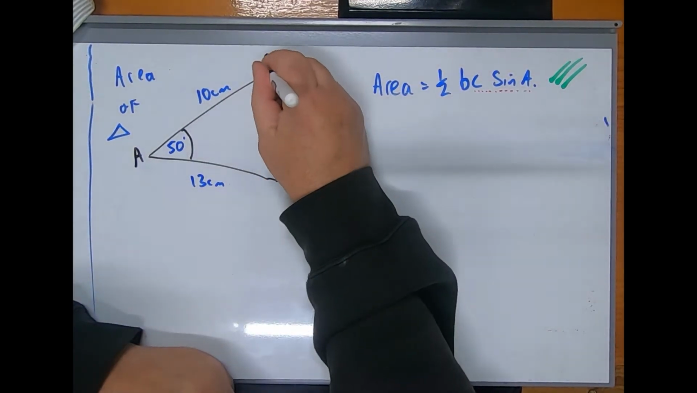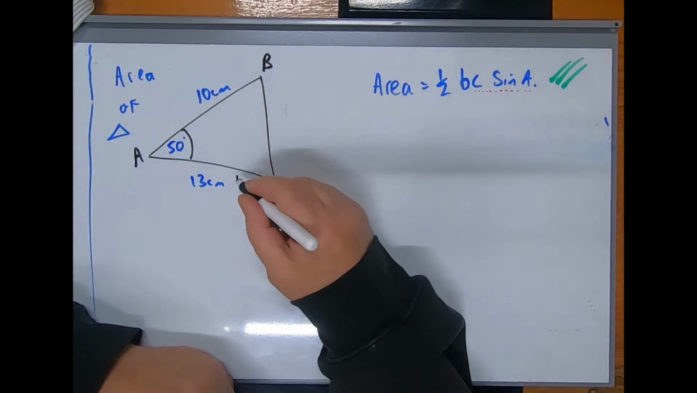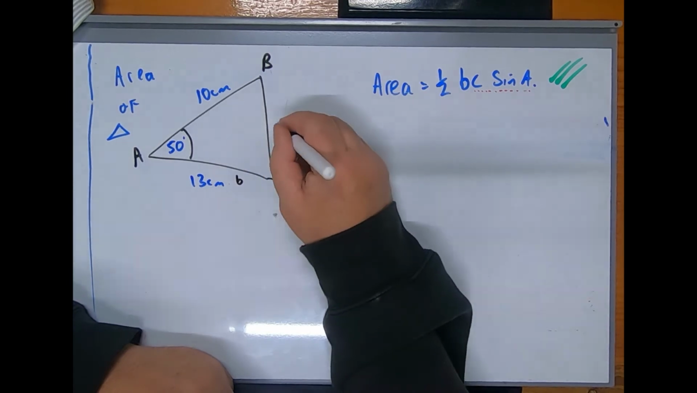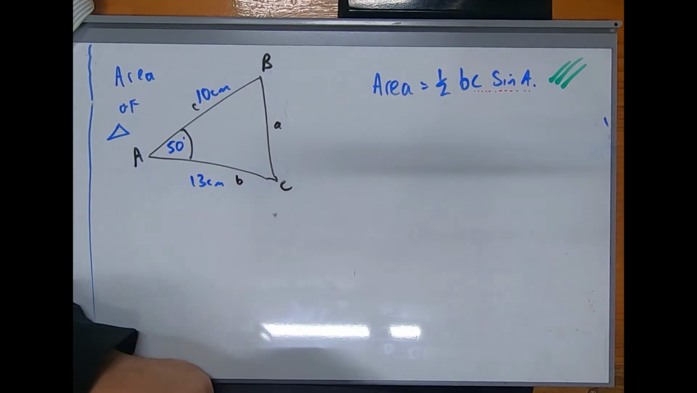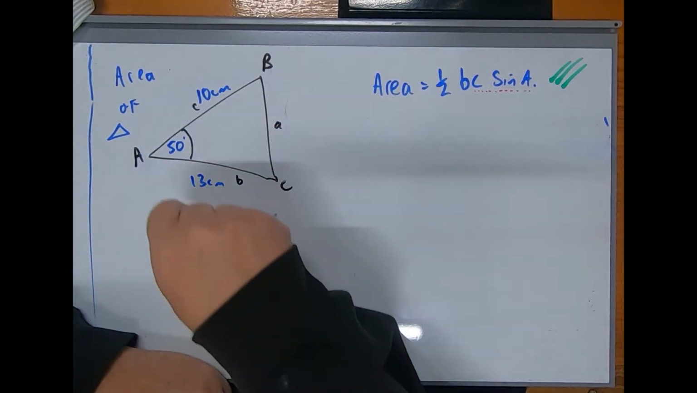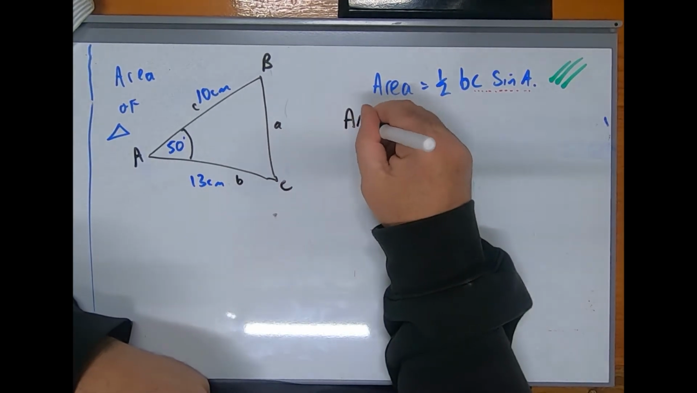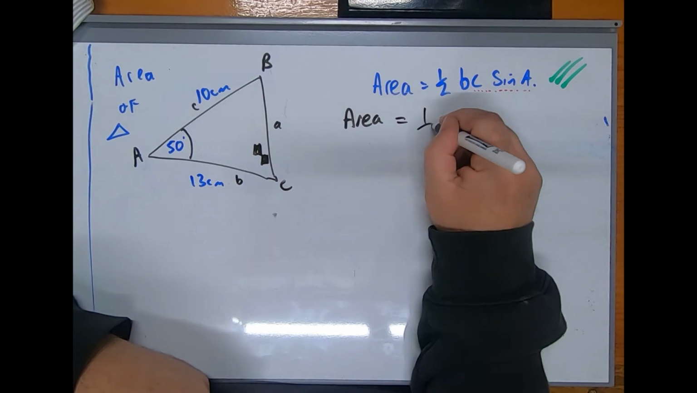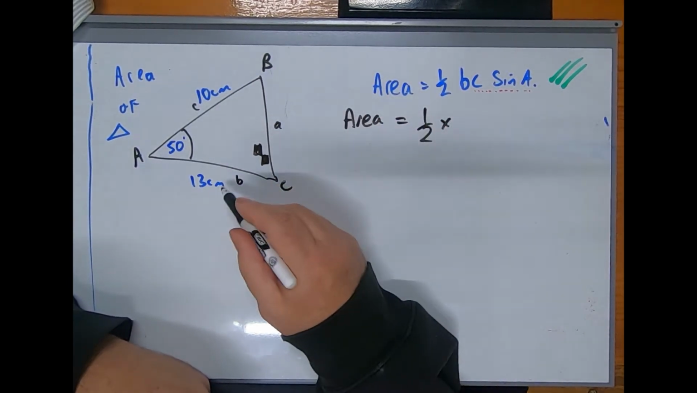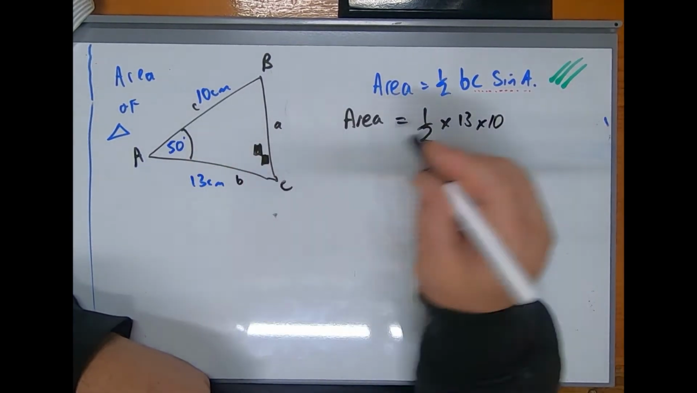So if that's capital B, capital C, little b is across from big B. Little a is across from big A. Little c is across from big C. For this question, I don't need all those sides. In fact, I can only see 3 numbers here. But let's have a look. So the area, like how many square centimeters are going to fit in here, is 1/2 times, well, b was 13, and c was 10, and this was 50 degrees.